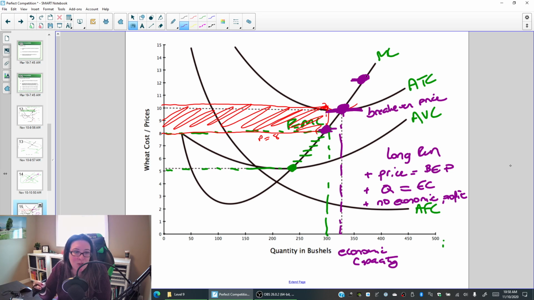Because if you could have made more doing something else than this, you would have gotten out. And so it makes the price end up at that break-even where there's no economic profit. You're not better off doing this than something else, but you're not worse off either. Okay? No economic profit in the long run.